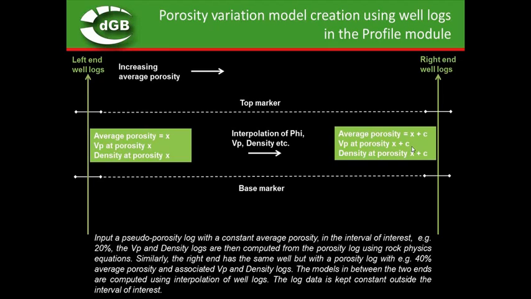Similarly, the right end of the model has a scaled porosity log, but with an average porosity in the interval of interest which is greater than that of the left end. Again, the right end of the model also has VP and density logs calculated from the scaled porosity log. And basically, the models in between the two ends are computed using interpolation of well logs. And just like before, the log data outside the interval of interest is kept unedited as is.